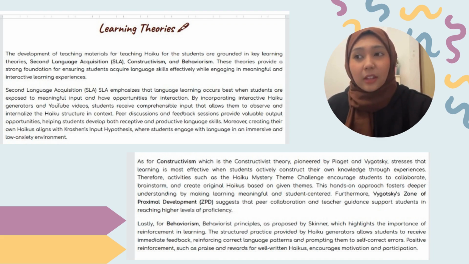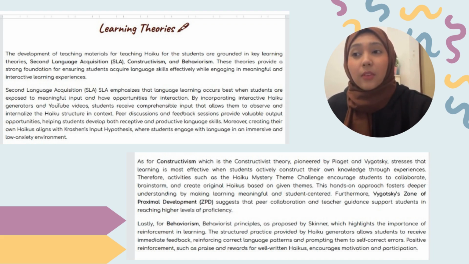By incorporating interactive haiku generators and YouTube videos, students can receive comprehensible input that allows them to observe and internalize the haiku structure in context. Also, peer discussion and feedback sessions provide valuable output opportunities, helping students develop both receptive and productive language skills. Moreover, creating their own haikus aligns with Krashen's input hypothesis, where students engage with language in an immersive and low anxiety environment. Okay, next one.